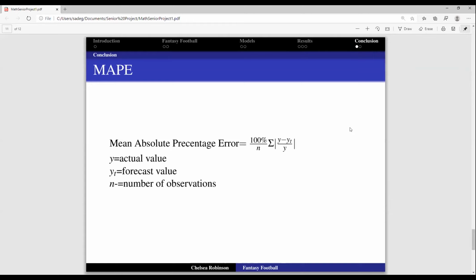And this is kind of good, because the model didn't exclude for players' injuries, and you never know when players will get injured. Y is the actual value, Y subscript T is the forecast value, and N is the number of observations.